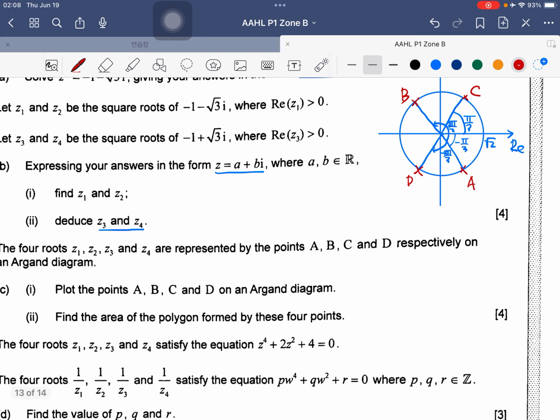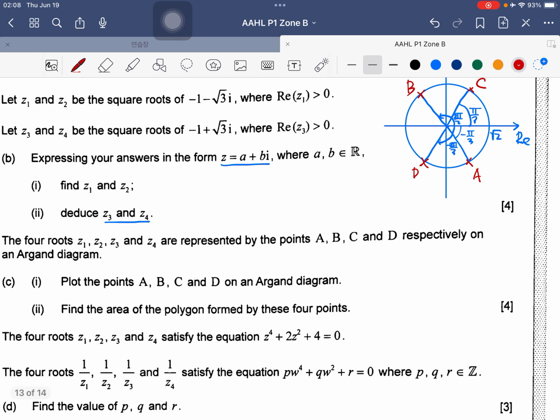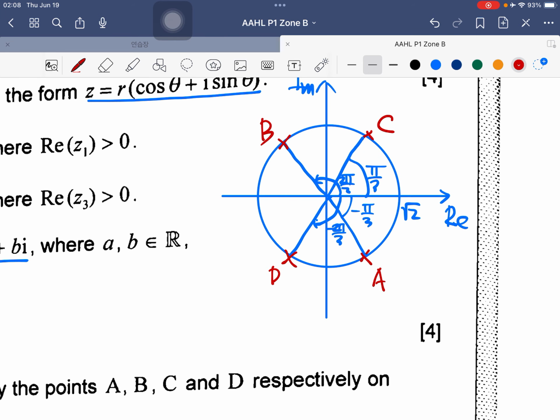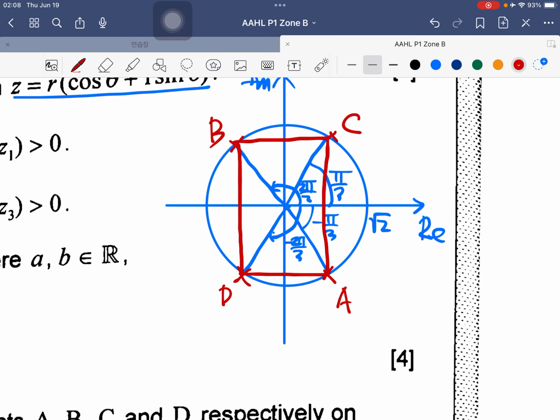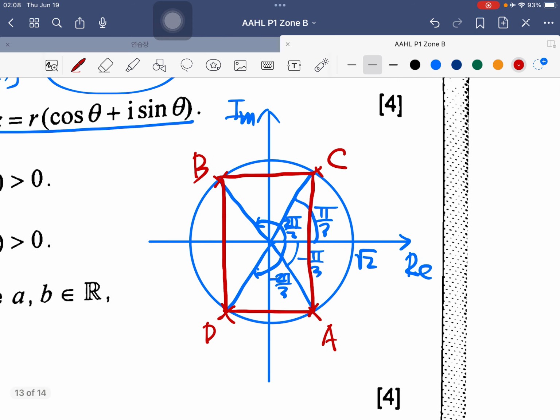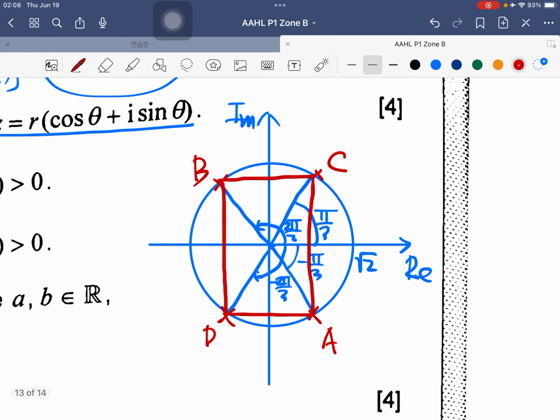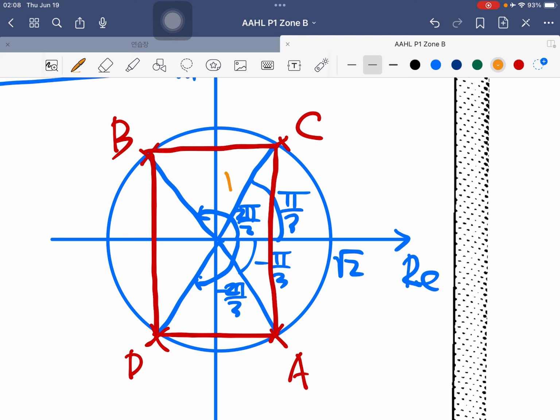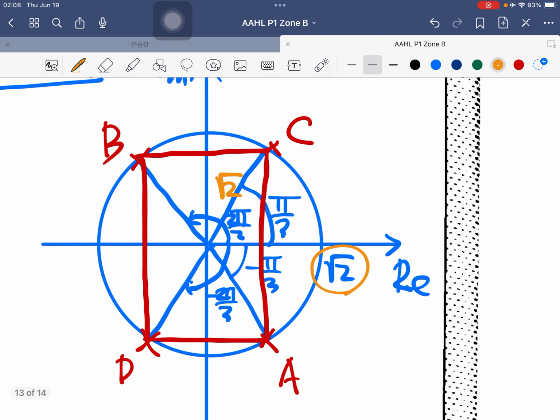So plot A, B, C, D on the Argand diagram. I plotted them. Find the area of the polygon formed by these four points. This is the answer for question B. These four points make a rectangle like this. They want us to find the area of this rectangle. As you see, the radius is always square root of 2.